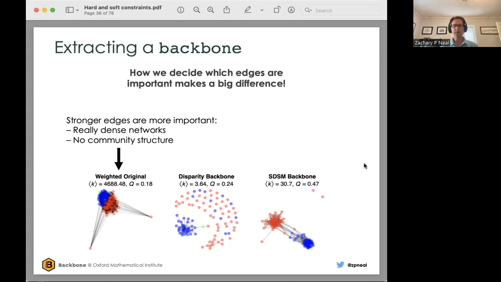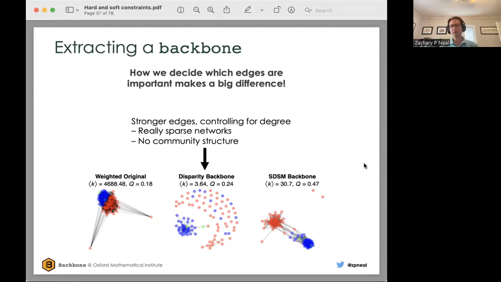So one possibility is we could just use the weighted network, use these raw edges, and treat stronger edges as more important. So in this case, I've just plotted the Senate network with weighted edges. And what we get here are really dense networks. And in this context, we see no particular community structure. It makes it look like Republicans and Democrats are all getting along in this cluster.